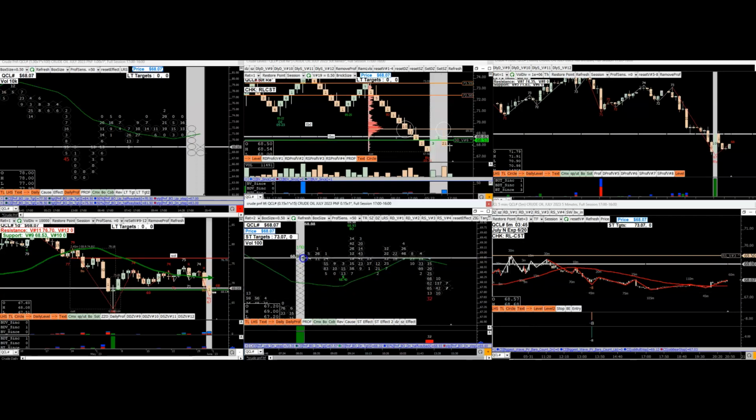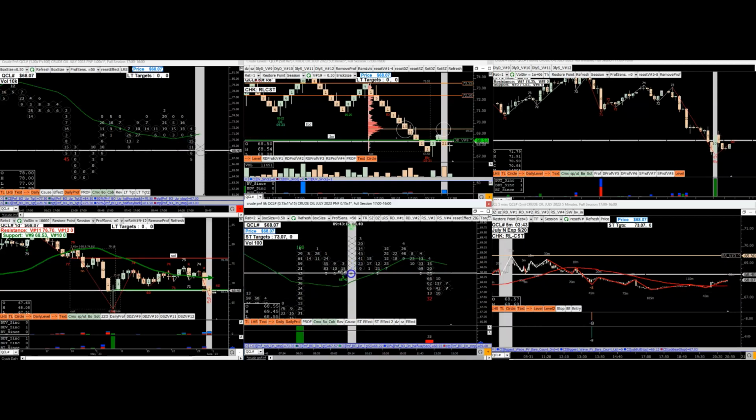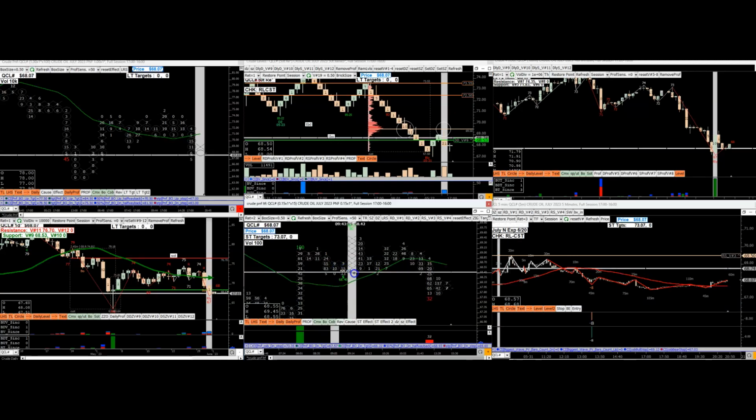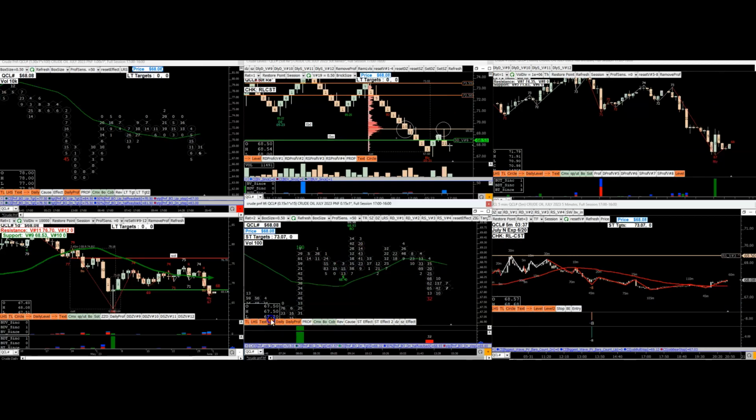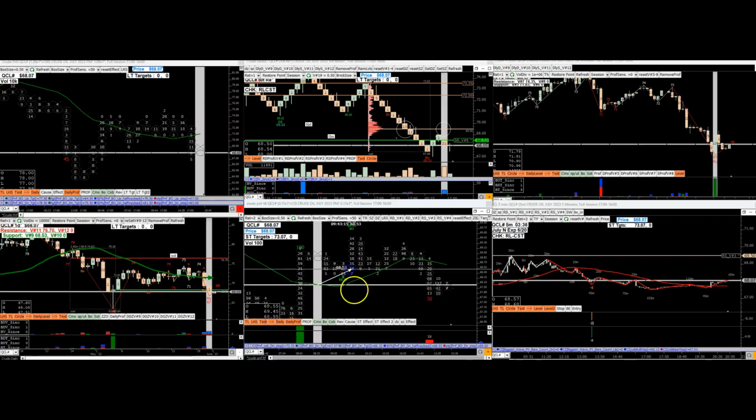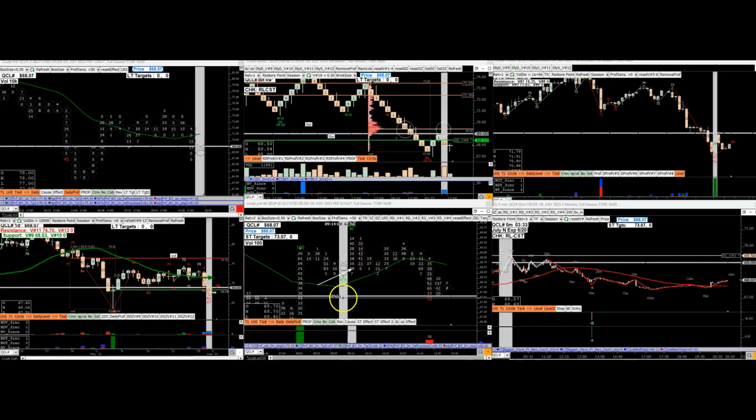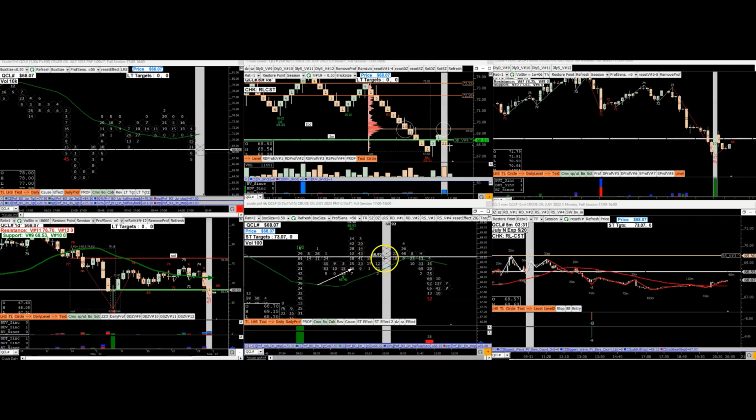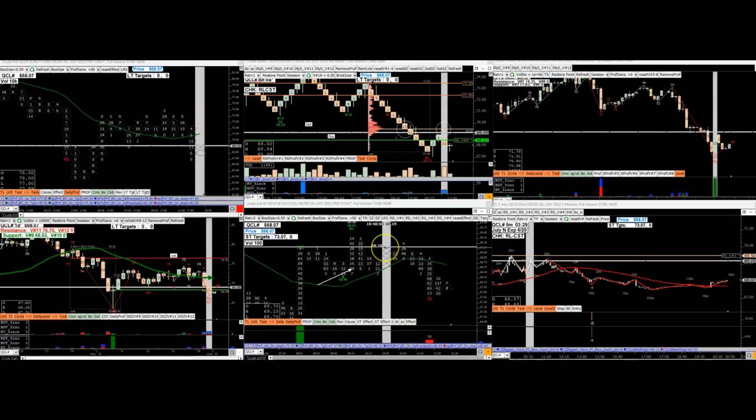Anyway, I'm just trying to make this easy. So here you have a breakout. Here you have that big print, right? That basically initiated the breakout. Here you have the test, and you have a couple of boxes that go up.